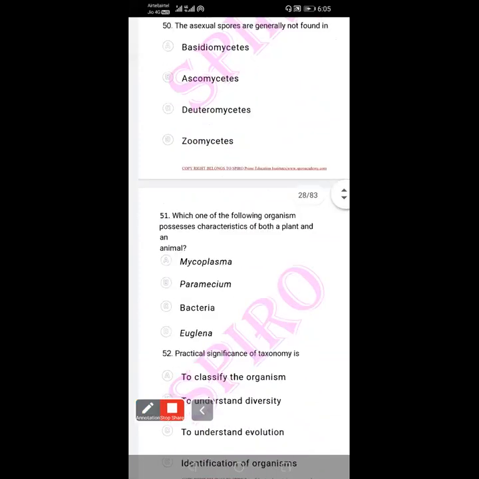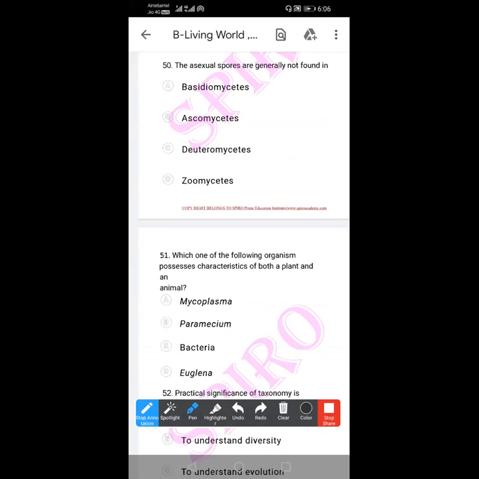The asexual spores are generally not found in... already I have explained you about this... ascomycetes. So, it is a direct NCERT statement, dear students. The basidiomycetes, asexual spores are generally not found. Okay. It has only the sexual mode of reproduction. That is, sex organs are absent, but it reproduces sexually by forming the basidiospores. So it is a direct NCERT statement. You can read NCERT and you can verify this question. Going to the next question.